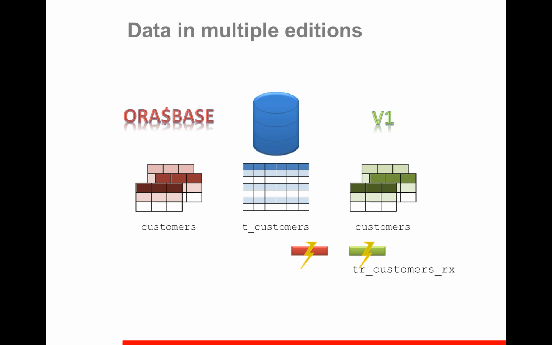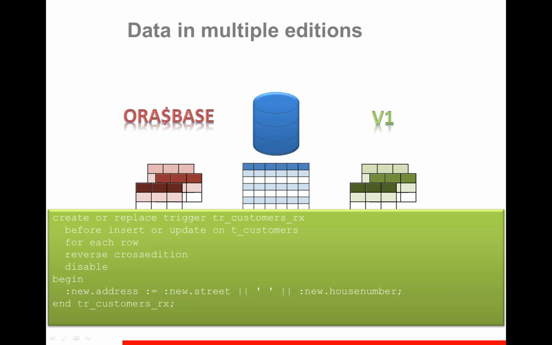So if you do some changes in the V1, in the new edition, the reverse cross edition trigger makes sure fields that are not displayed in this edition get filled up in the parent edition. In this case, if I insert into the customers table, I need to fill up the address with the street and the house number concatenated.